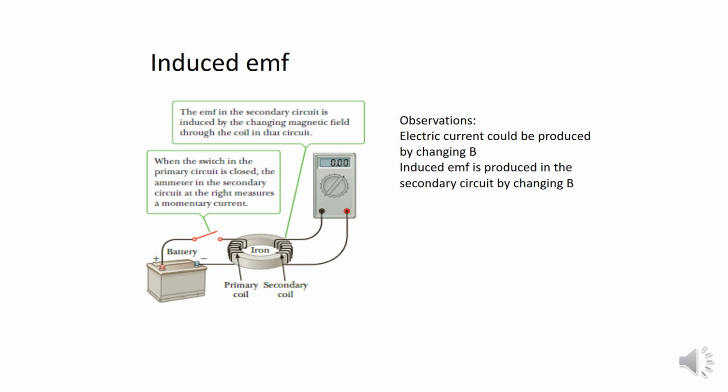The observation from this simple experiment is that electric current can be produced by changing B. Induced EMF is produced in the secondary circuit by changing the flux at the primary coil.